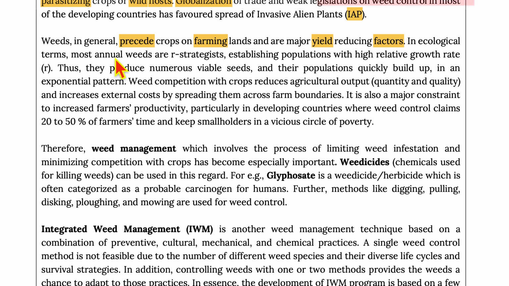In ecological terms, most annual weeds are strategists establishing populations with high relative growth rate. Thus, they produce numerous viable seeds and their population quickly builds up in an exponential pattern. Weed competition with crops reduces agricultural output, that is quantity and quality, and increases external costs by spreading across farm boundaries. It is also a major constraint to increasing farmers' productivity, particularly in developing countries where weed control claims 20 to 50% of the farmers' time and keeps smallholders in a vicious cycle of poverty.